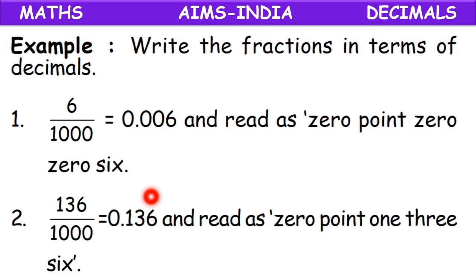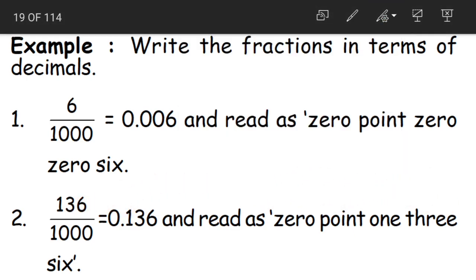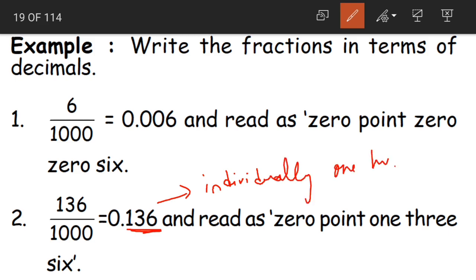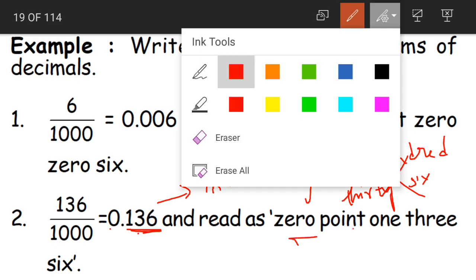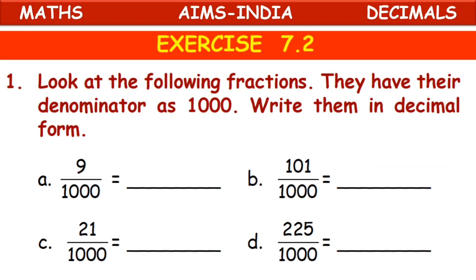Is this clear, children? And how will we read this number? As zero point one three six. The digits after the decimal point are to be read individually. We should not read it together as one hundred thirty-six. If I read it as zero point one hundred thirty-six, it will be wrong. How should I read it? As zero point one three six. I hope this is clear.